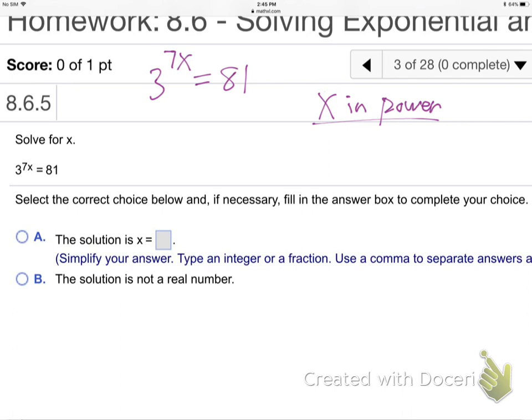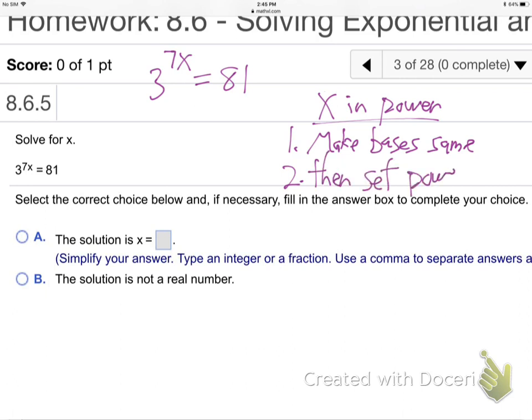So when that happens, make the bases the same. Step 1, make the bases the same. Then set powers equal and solve. So make the bases the same.